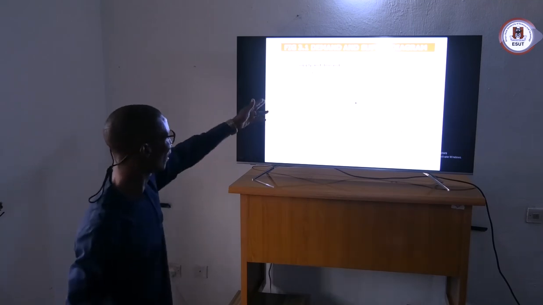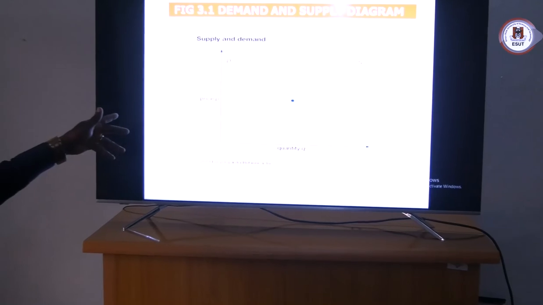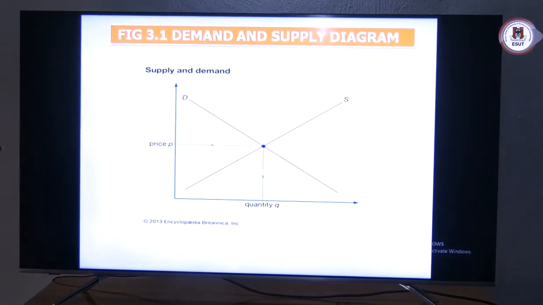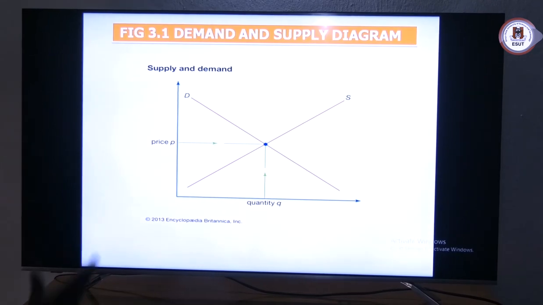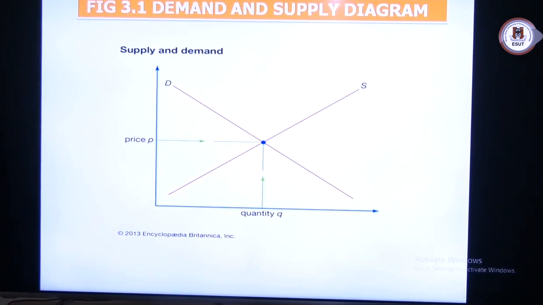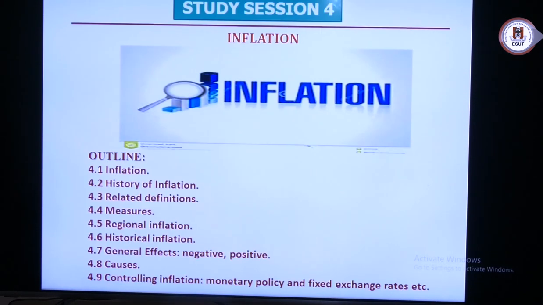So we have the demand and supply curves on the board. We see, as we've explained before, that the demand curve is downward sloping while the supply curve is upward sloping. The simple term is that consumers demand less when price increases, but suppliers supply more when price increases. So that is why we have that.